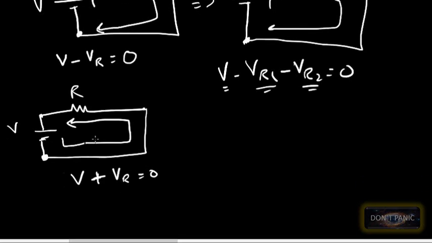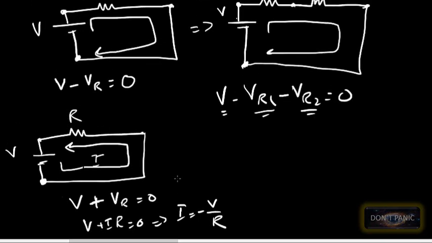So then this is the current. Then VR is what? VR is current times the resistance. So V plus IR equals 0. So it implies that I equals negative V over R. Negative current doesn't mean that your answer is wrong. It just means that the direction that you had assumed that the current was going in is wrong. The current should be going in the opposite direction.